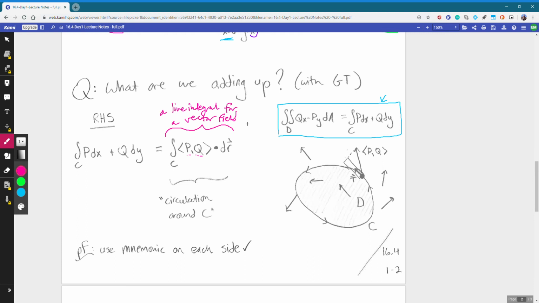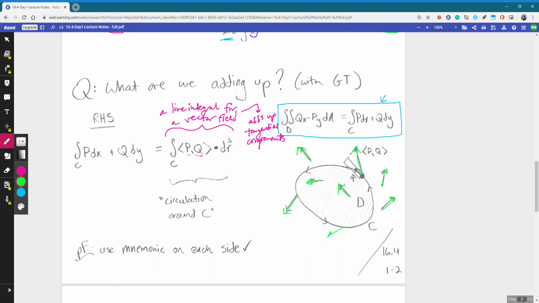And so here a line integral for a vector field adds up tangential components of our vector field vectors. The picture over here on the right is that this vector field PQ is giving us arrows. I'll draw it in green. Green arrows. At each point in the plane, both in our region D and outside of our region D, we have all these different arrows.